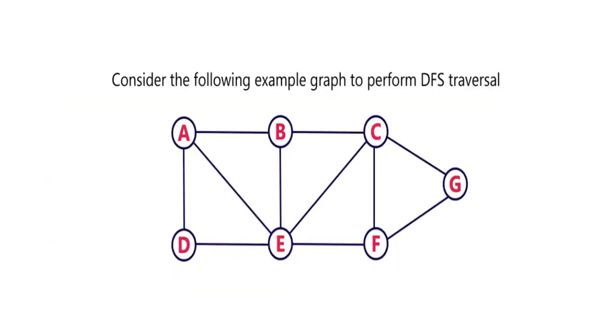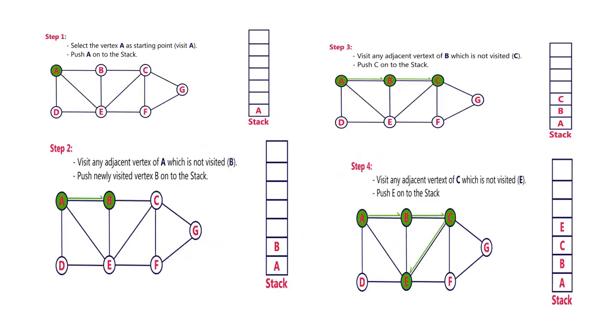Now let us consider the following example graph to perform the DFS traversal. Now select the vertex A as a starting point and visit it and push it onto the stack. Now from A, the adjacent vertices are B and D, so any one vertex is going to be visited. Let us consider B is going to be visited. So from A, visit the vertex B and push it onto the stack.